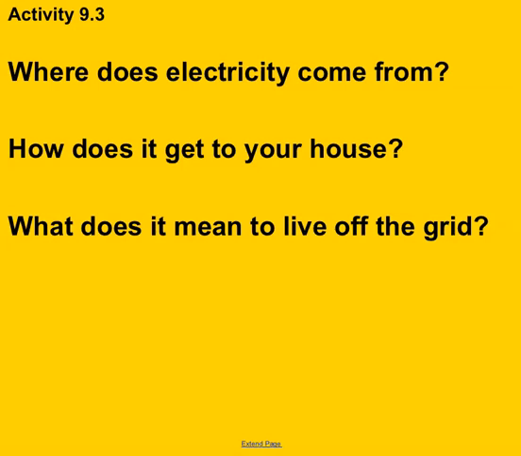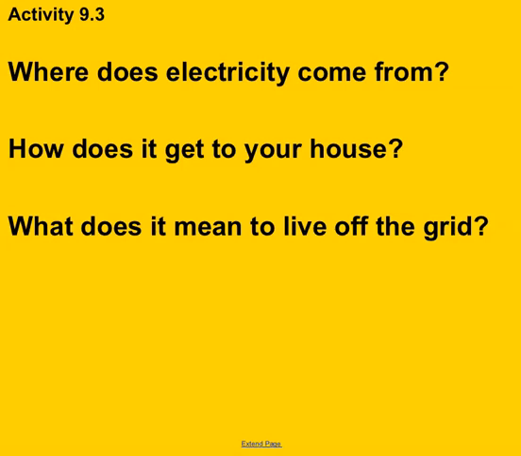So living off the grid simply means you're not connected to those power plants. You produce your own electricity. So maybe you have a generator, maybe you have solar panels, maybe you have some wind turbines. So some people decide to live off the grid completely, meaning they're not connected to power plants.